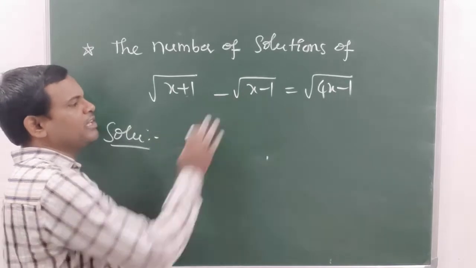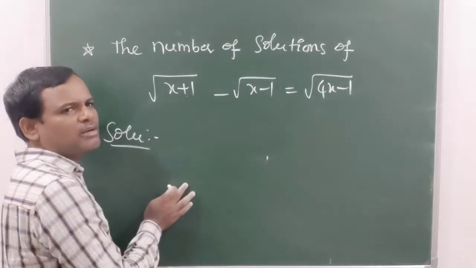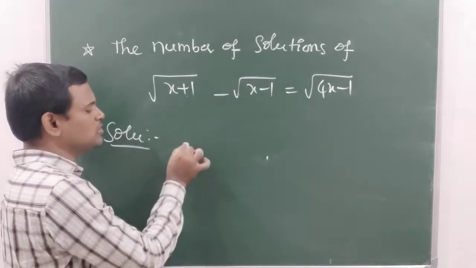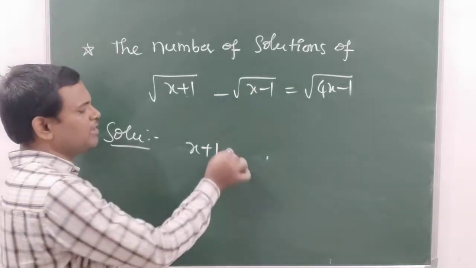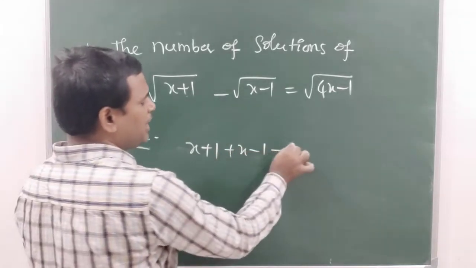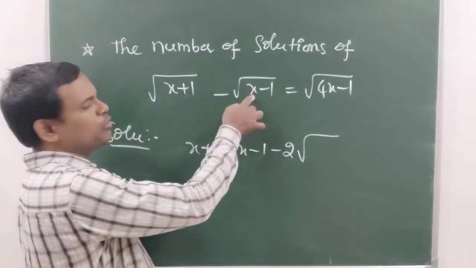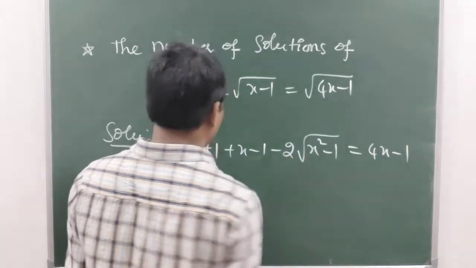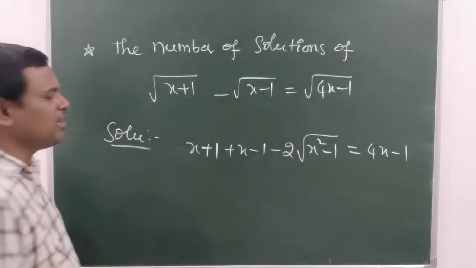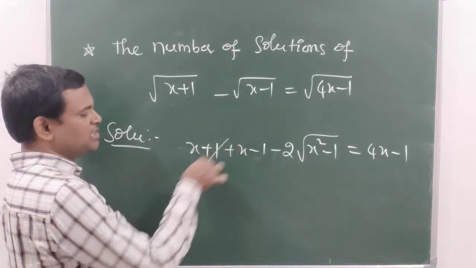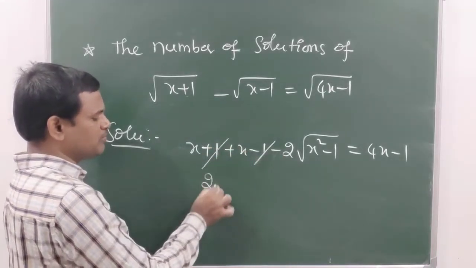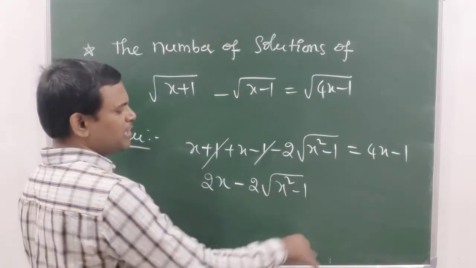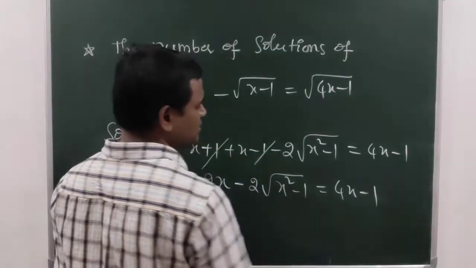Check it. Now take square on both sides. When you take square on both sides, the left side will be in the form of a minus b whole square, which is equal to a square plus b square minus 2ab. So here inside you will get x square minus 1, and on the RHS, 4x minus 1. Now simplify this. Plus 1 minus 1 cancel, x plus x is 2x, 2x minus 2 into root of x square minus 1, which is equal to 4x minus 1.